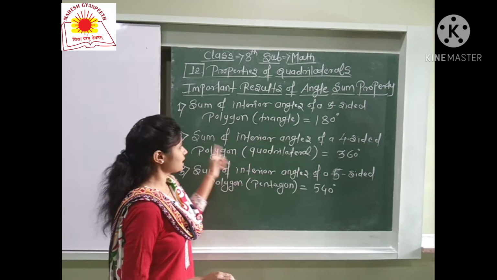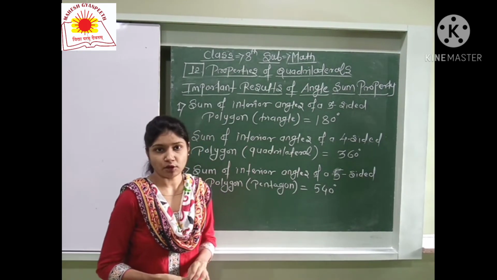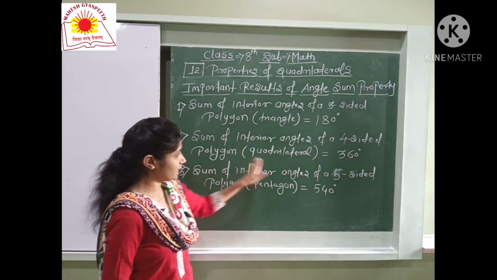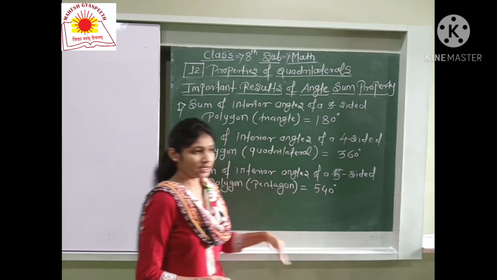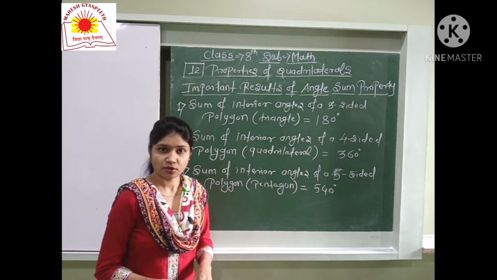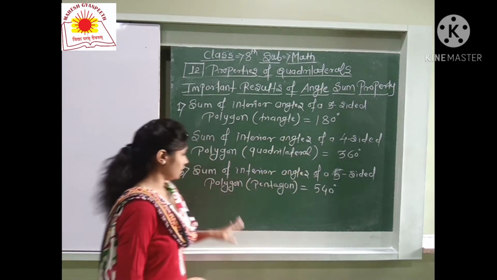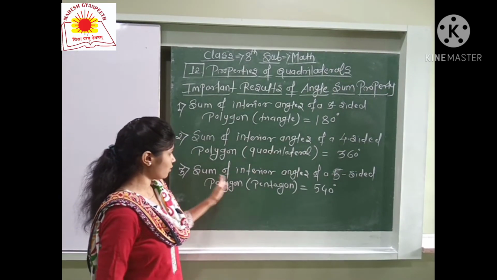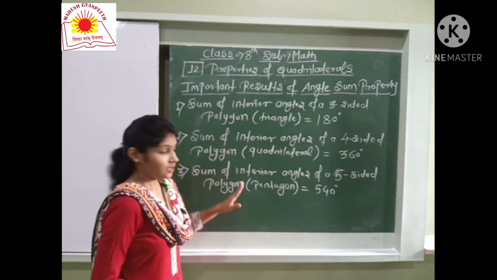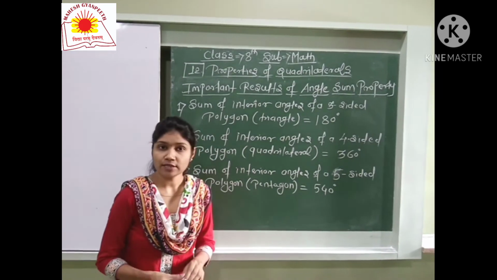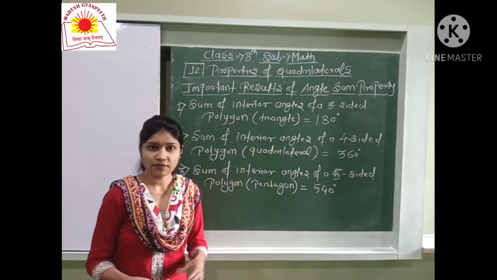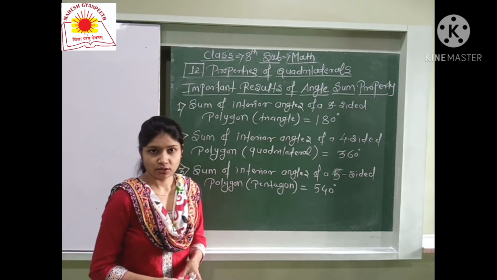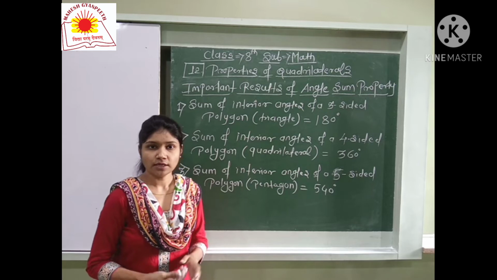Then another one: sum of the interior angles of a four-sided polygon. Which one is a four-sided polygon? A quadrilateral. It's 360 degrees. Then another, we can take a square. It is also 360 degrees. Next, sum of the interior angles of a five-sided polygon. Which one is a five-sided polygon? Pentagon. What is the sum? 540. Okay, this is the important result you have to write.